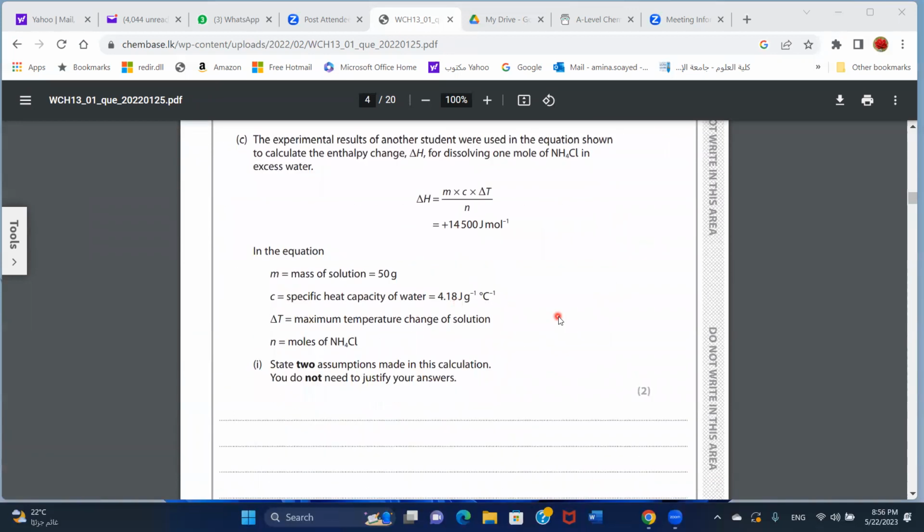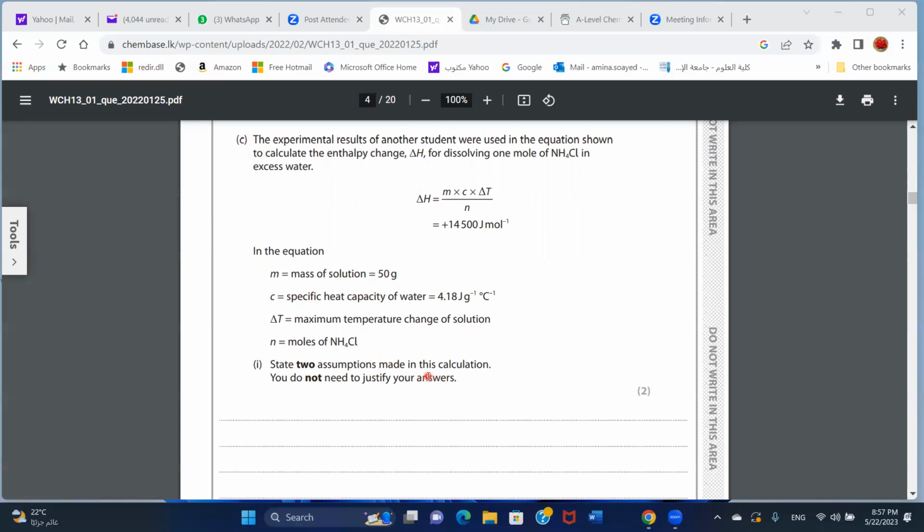Okay, Rodina, the experimental results of another student were used in the equation shown to calculate the enthalpy change, delta H, for dissolving 1 mole of ammonium chloride in excess water. The delta H is plus 14,500 joules per mole. In the equation, M is the mass of the solution, 50, the specific heat capacity is 4.18, and delta T is the maximum temperature change of the solution. N is the moles of ammonium chloride. State 2 assumptions made in this calculation. You do not need to justify your answer.